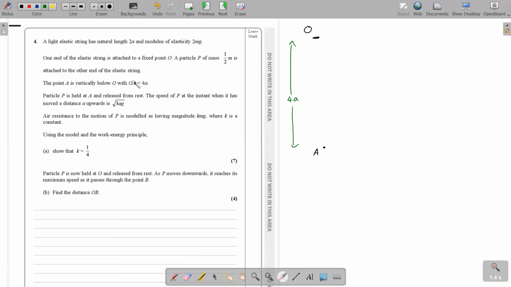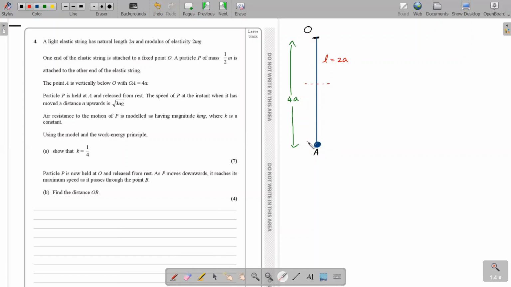Now what do they say here? Particle P is held at A. So you take your particle P to point A and you release it from rest. You take the particle from O, the natural length is 2a, and then you bring it down to point A, where the distance is 4a.